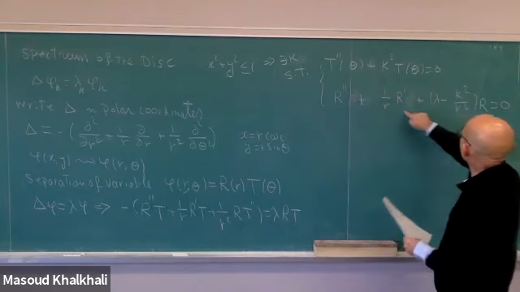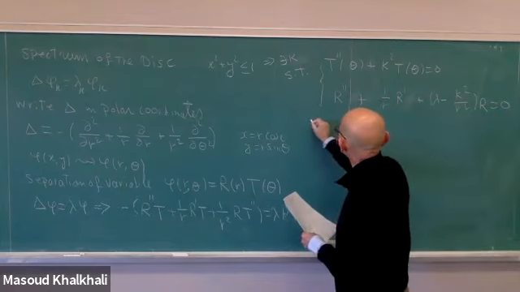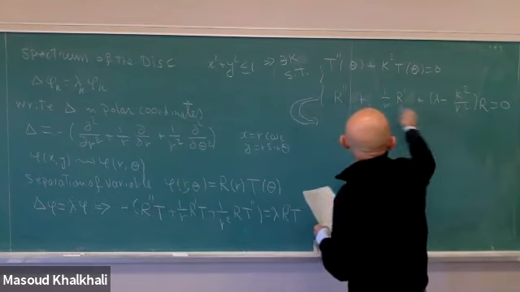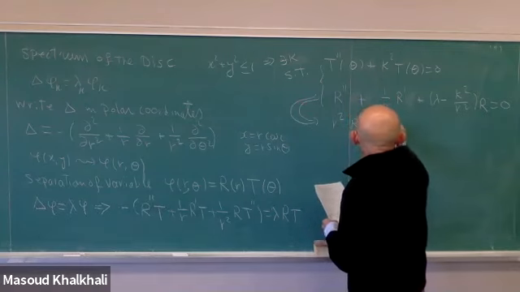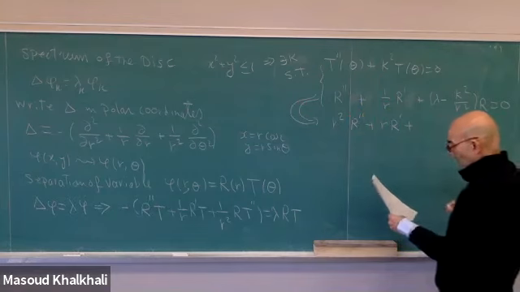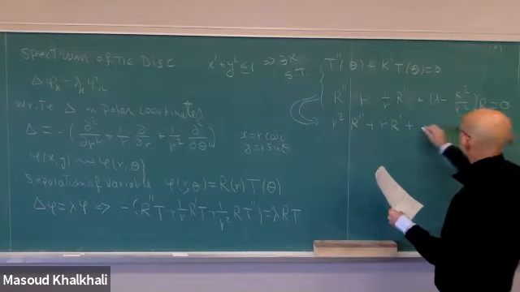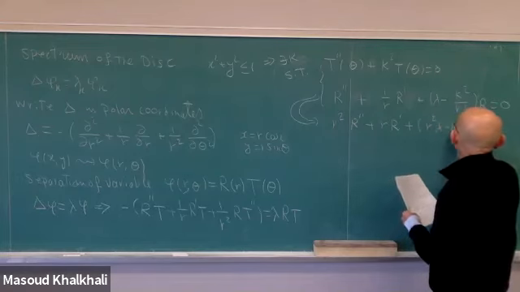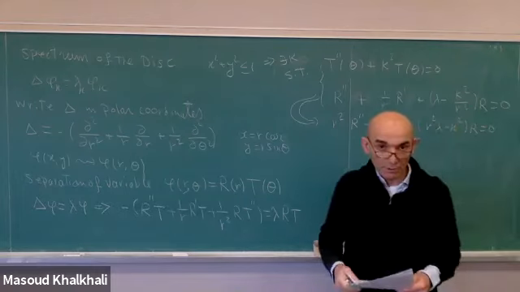Okay. Now this is essentially Bessel's equation. If you multiply this by R squared, you get R squared R double prime plus R R prime plus (R squared lambda minus k squared) R equal to 0. Now, this is Bessel's equation.